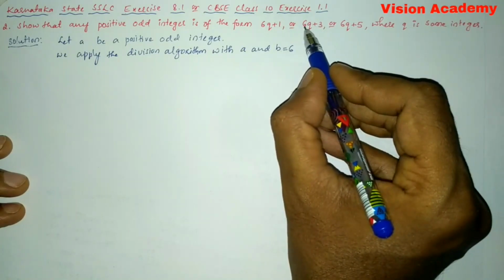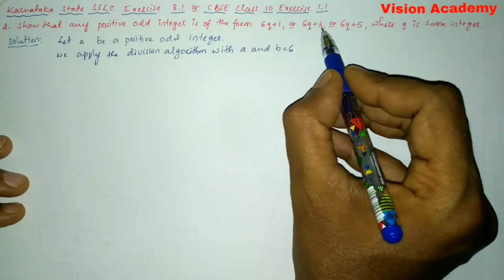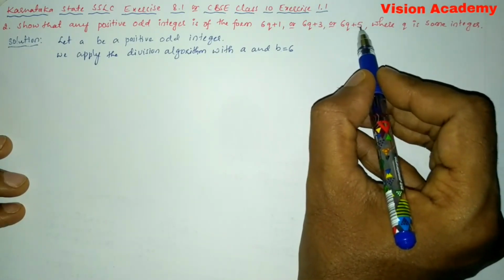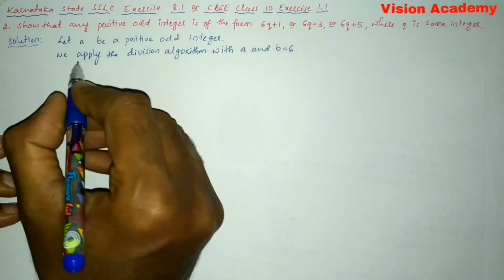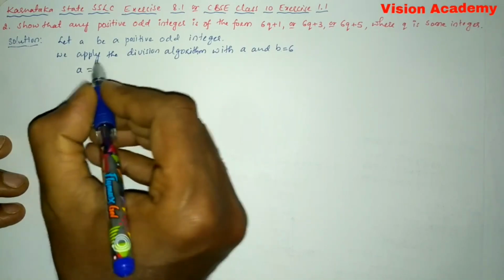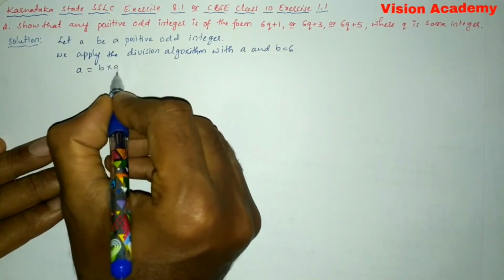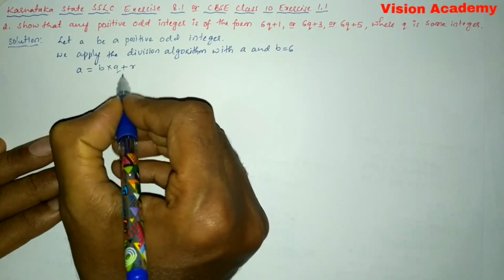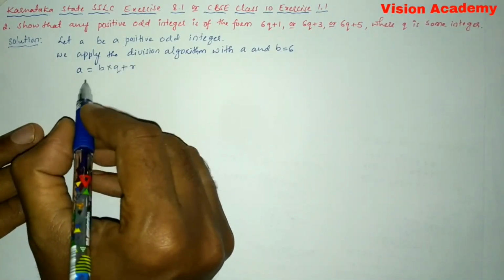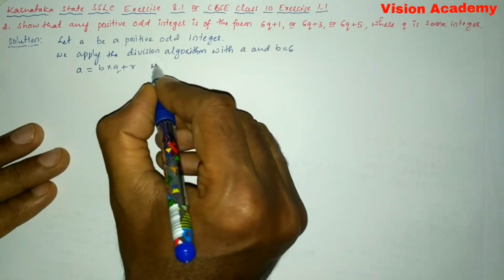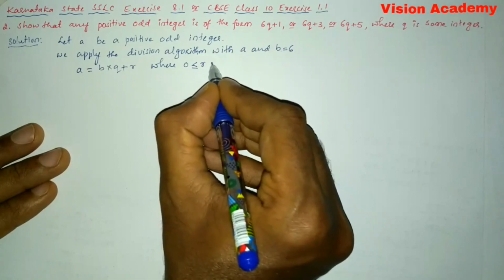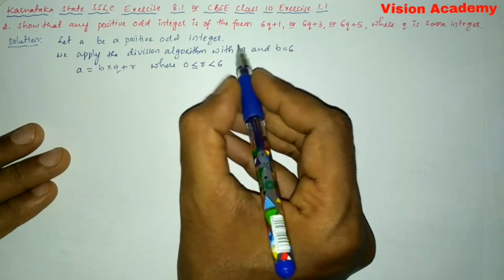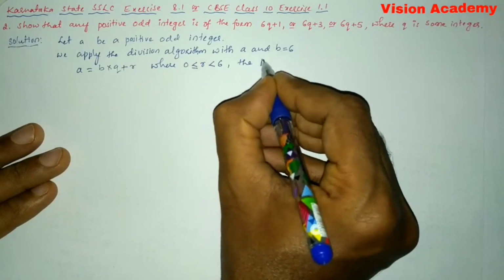Here similarly, 6 is the divisor, q is the quotient, and 3 is the remainder; q is the quotient and 5 is the remainder. Here as per Euclid's division lemma, we can write a is equal to b into q plus r, where r is the remainder. So let us now write the possible values, where 0 is less than or equal to the remainder, which is less than 6.